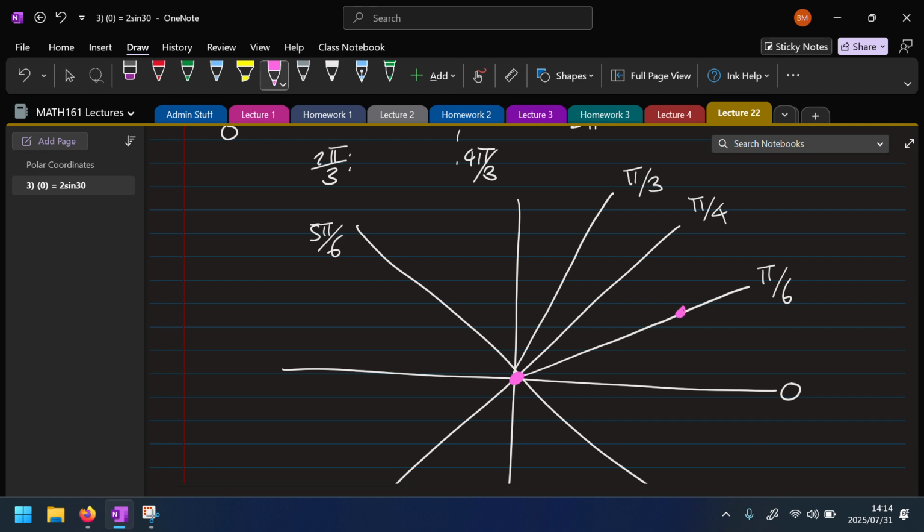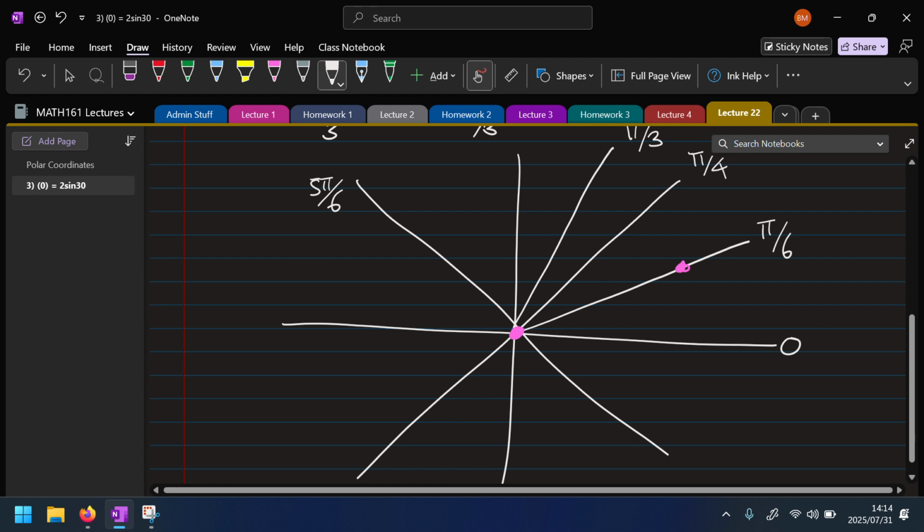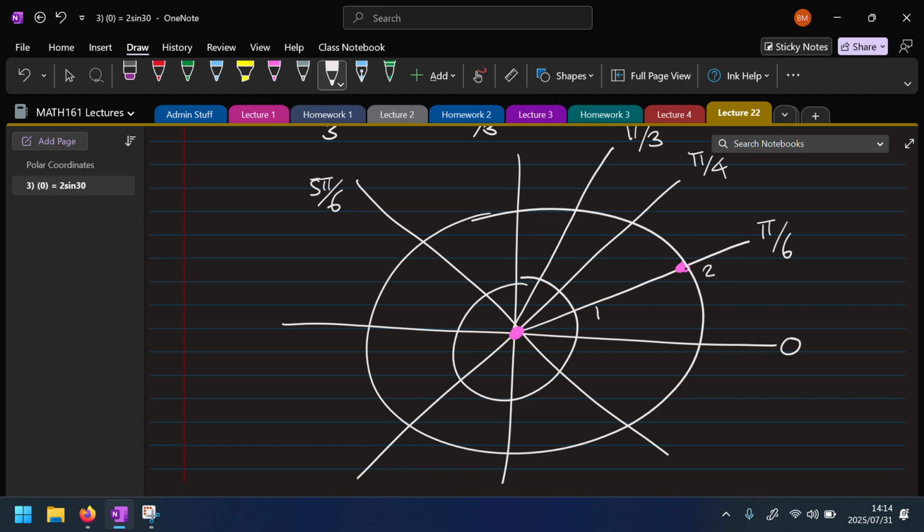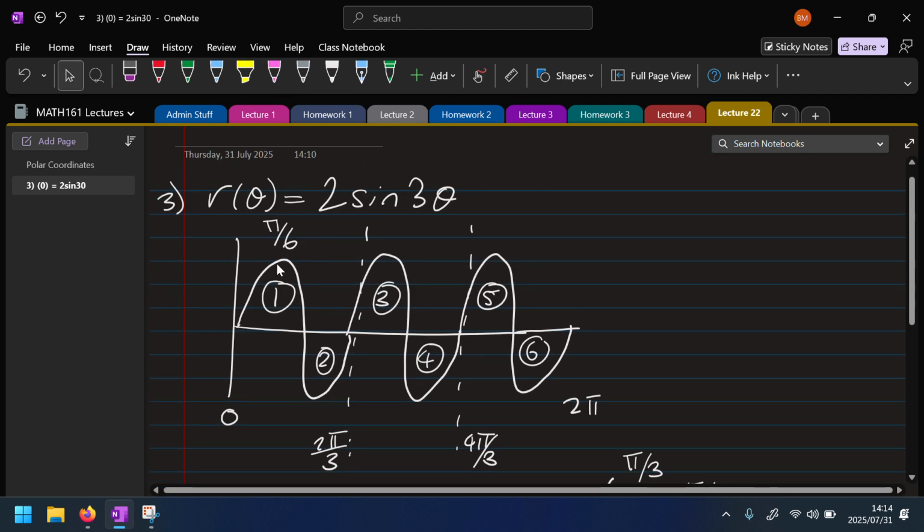So there'll be over there. Okay, we can fill in our circles. So there'll be 1, there'll be 2. Okay, so there'll be 2 away. Next, once we're at 2, it's going to go back down to 0.